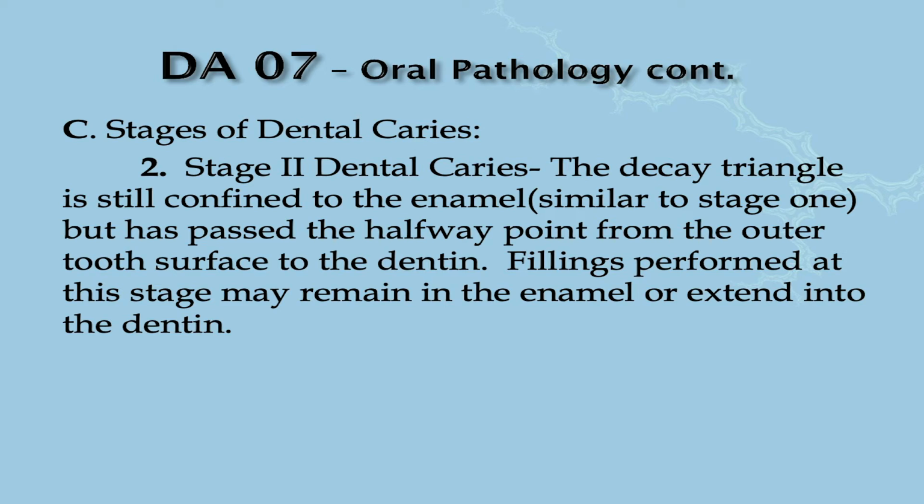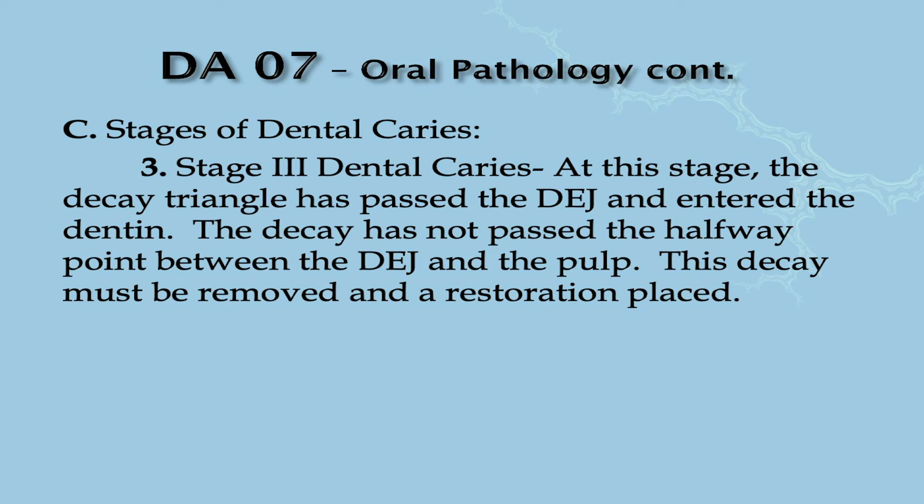Stage 2, the dental decay triangle, is still confined to the enamel structure, similar to stage 1, but has passed through the halfway point of the outer surface of the tooth. The fillings performed at this stage may remain within enamel or extend just slightly into the dentin. At stage 3, the decay triangle has passed through the DEJ and into the dentin, the middle part of the tooth. The decay has not passed the halfway point between the DEJ and the pulp. This decay must be removed and a restoration must be placed.